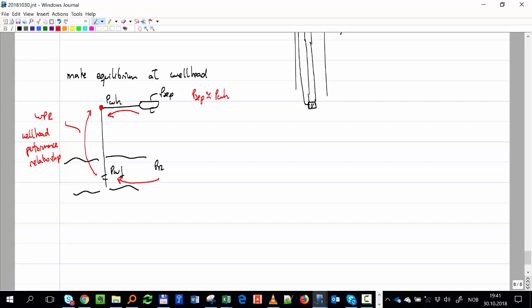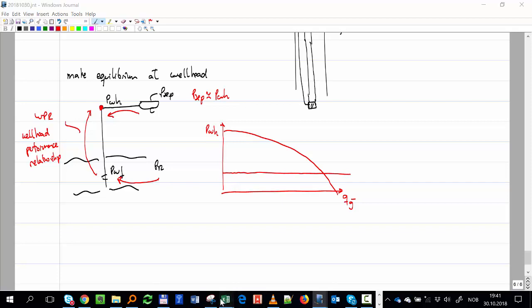How is it going to look like? One curve is going to look like that, the available pressure, and the required pressure, in this case, is just a constant. So that's how it should look like. So let's try to do it in our exercise.